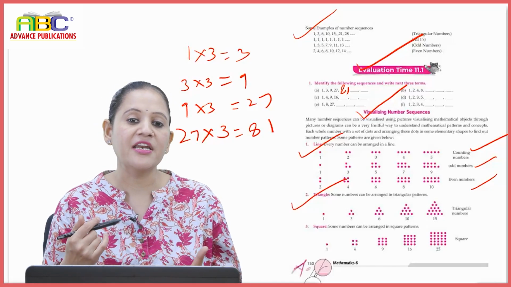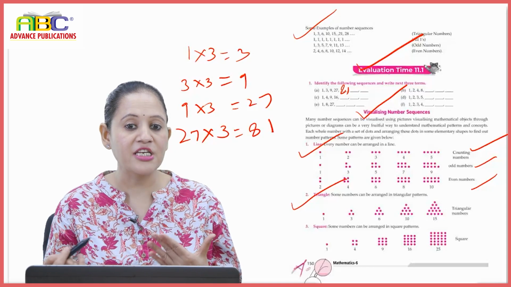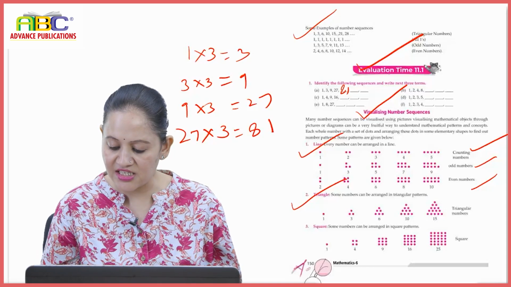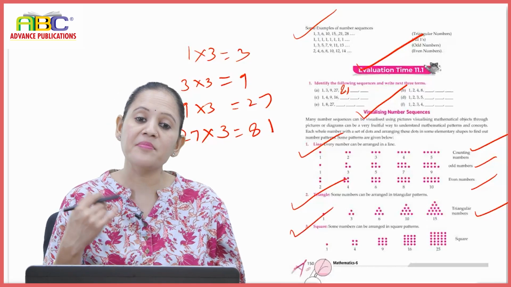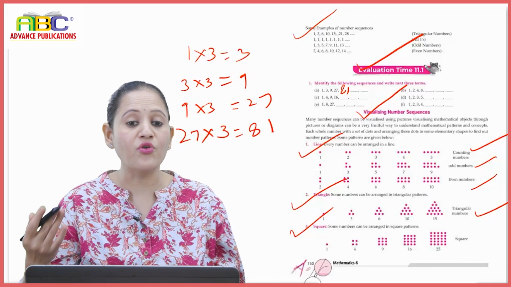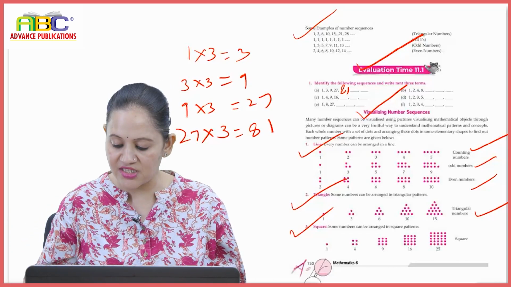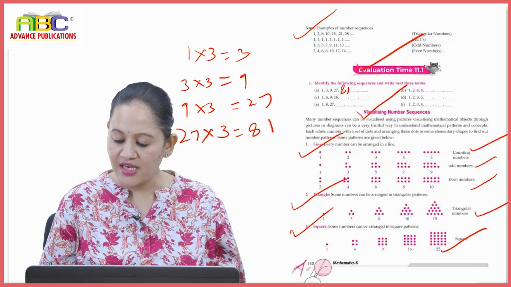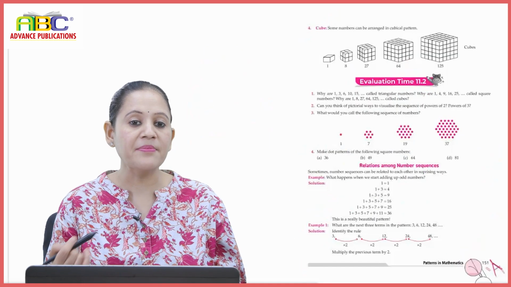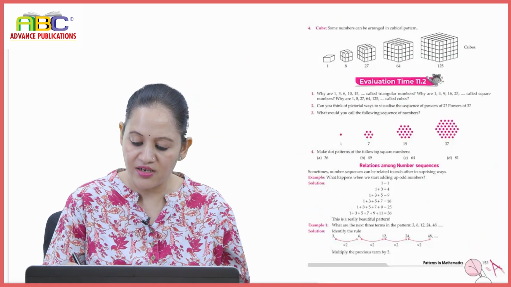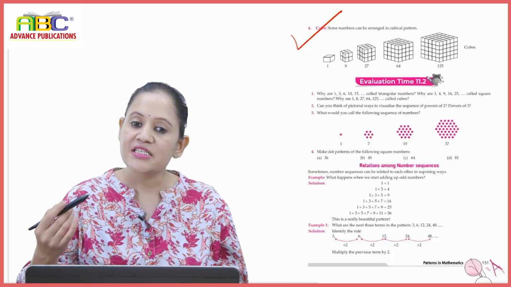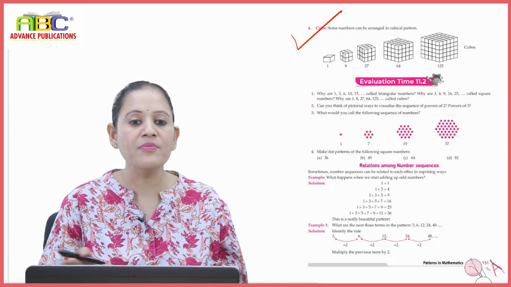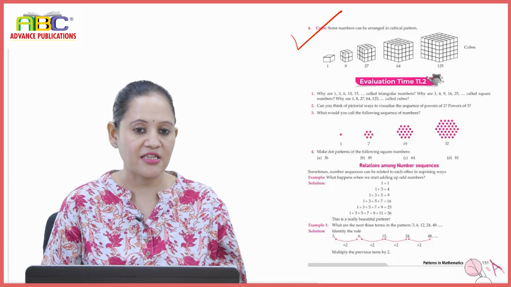Some numbers can be arranged in a triangular pattern like 1, 3, 6, 10, 15. इस तरीके से हम triangular pattern में arrange कर सकते हैं. Square. Some numbers can be arranged in a square pattern like 1, 4, 9, 16, 25, 36. इसको हम square pattern में arrange कर सकते हैं. Cube. Some numbers can be arranged in a cubical pattern like 1, 8, 27, 64, 125. इनको हम cube की pattern में arrange कर सकते हैं.